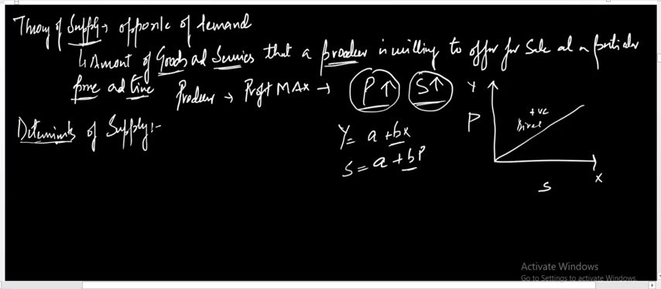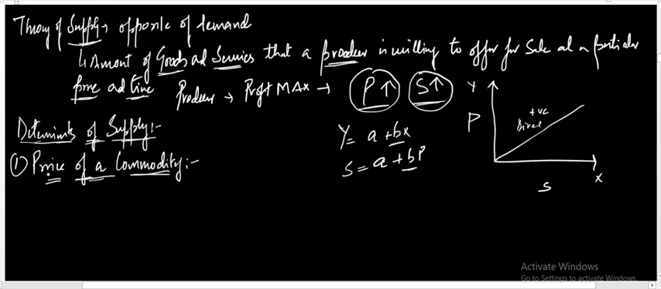The very first determinant of supply is the price of a commodity. Now, as we talked about, this producer is a profit maximizer. So if the price increases, he is going to increase the supply, which means that in anticipation of earning more profits, he is going to increase the supply when the price of a particular product increases.